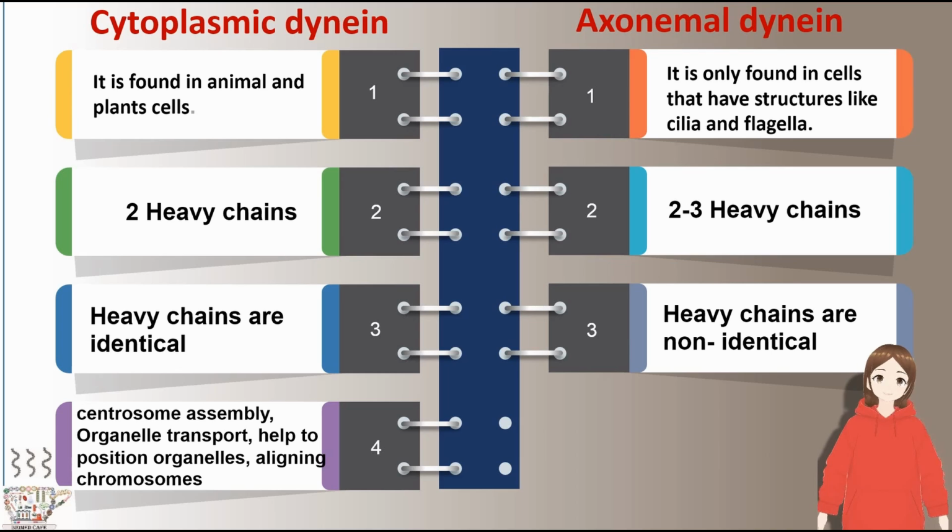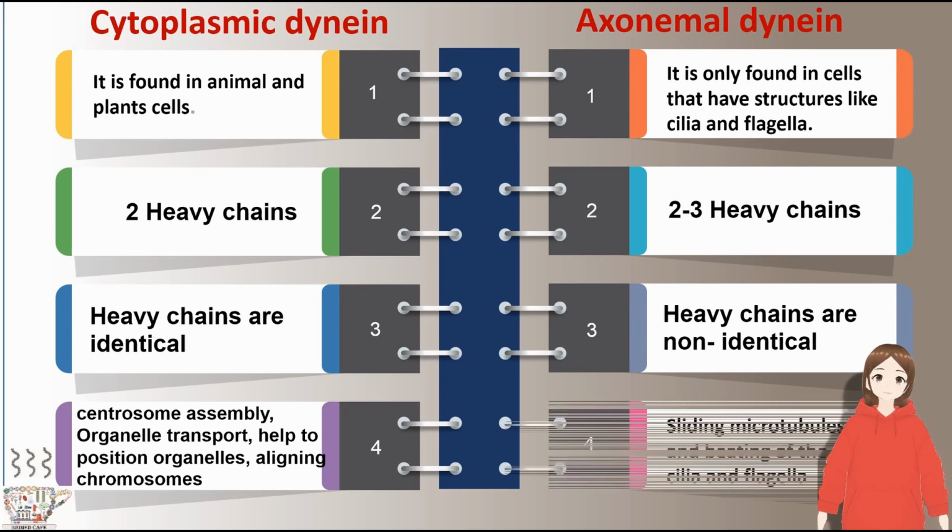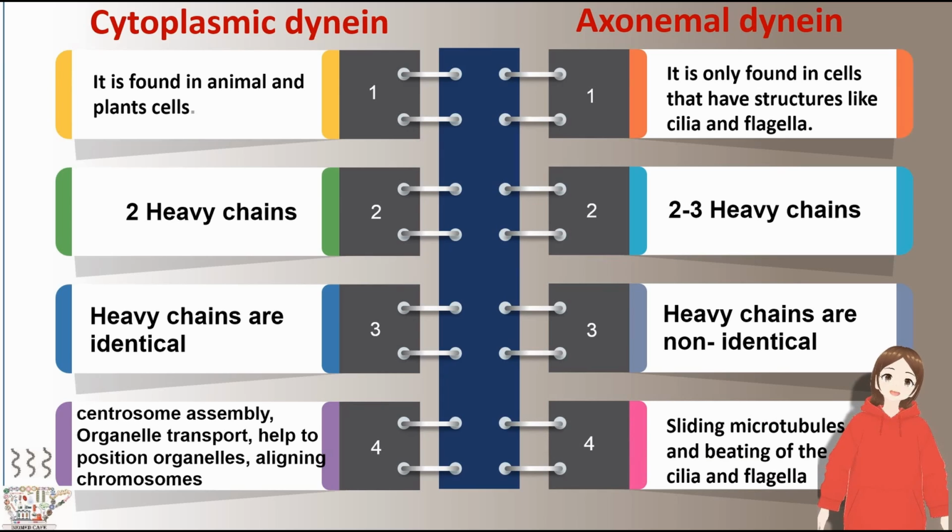Cytoplasmic dynein plays a role in centrosome assembly, organelle transport, helping to position organelles and aligning chromosomes, but axonemal dynein plays a role in sliding microtubules and beating of the cilia and flagella.